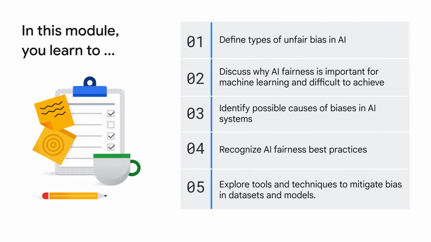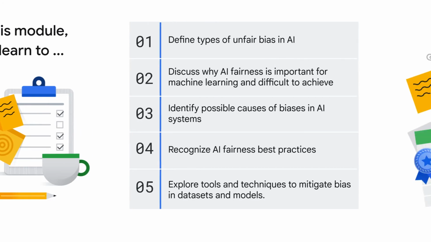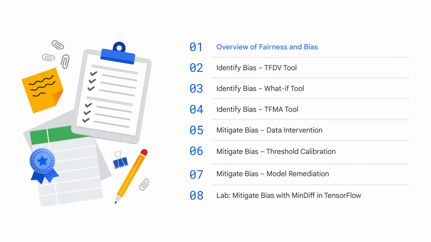Today you will learn to define types of unfair bias in AI, discuss why AI fairness is important for machine learning and difficult to achieve, identify possible causes of biases in AI systems, recognize AI fairness best practices, and explore tools and techniques to mitigate bias in datasets and models. Let's start with an overview of fairness and bias.